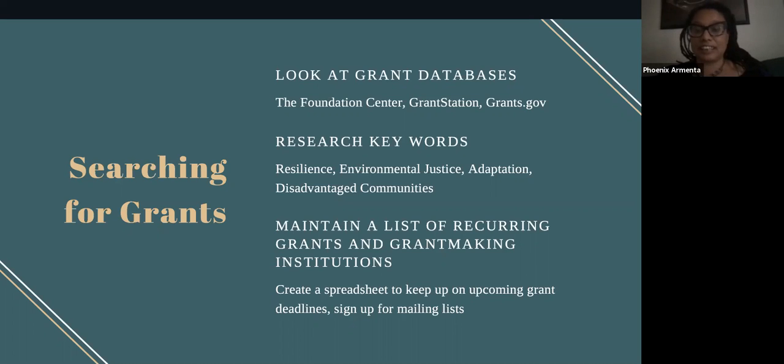I also suggest signing up for mailing lists from different foundations and from different government organizations so that you can know as soon as they send out an RFP or a grant application to the community.